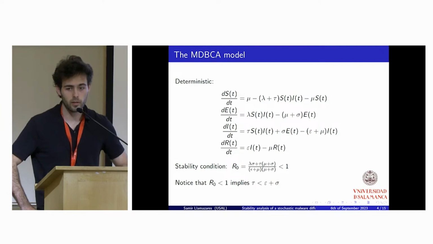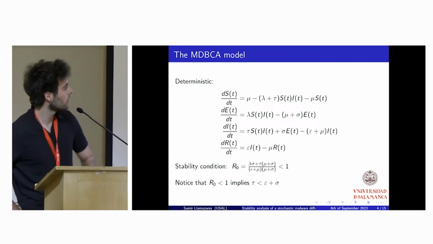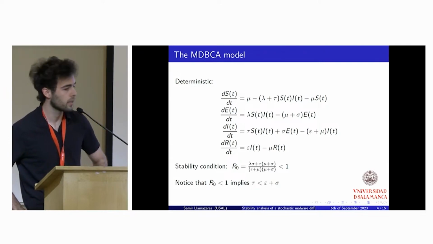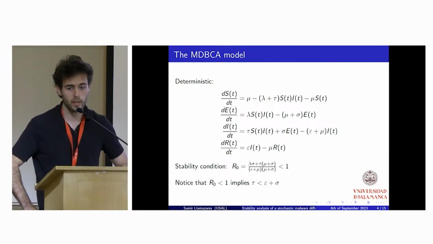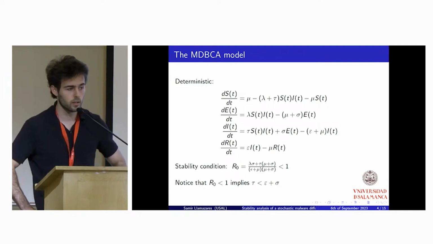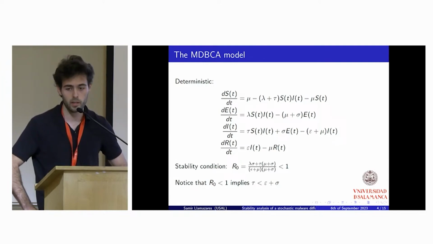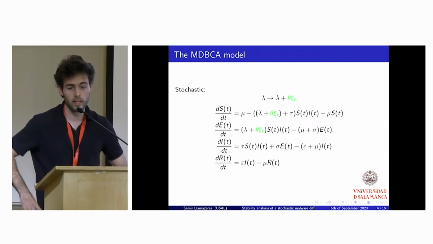This is a compartmental SEIR model, so susceptible, exposed, infected, recovered. And it's a generalization of an agent-based cellular automaton model. For this model, there is a known stability condition, which is that the basic reproductive number is smaller than 1. And this model is a deterministic model. So this means that this model cannot capture fluctuations, random fluctuations, which may occur in the spread of the malware.